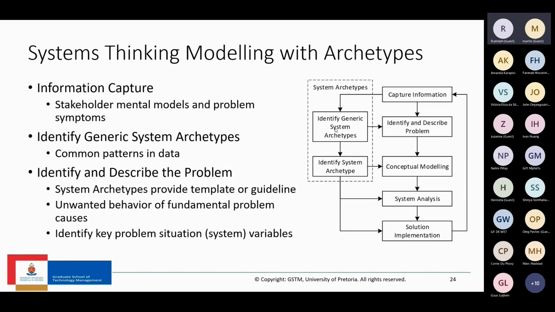So if you start with the process to capture information, obviously you start with the stakeholder mental models and other information and data around the problem. From that initial data set or understanding, you can identify your generic system archetype that represents the common patterns that are immediately observable within the data or the behavior over time that you can see. This then will feed into your identification and description of the problem, where your system archetype is a template to guide you to try and find the unwanted behavior and fundamental problem causes. It also identifies some key problem situations and variables and how the variables can relate to each other.